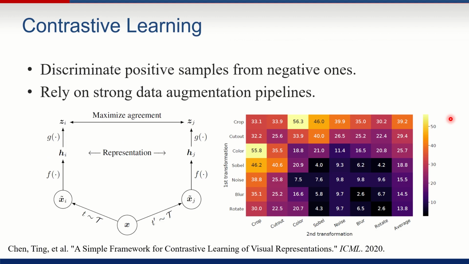As we know, currently there are 2 representative methodologies for self-supervised learning. One is contrastive learning, which learns by discriminating positive samples from negative ones. Although simple, contrastive learning relies on strong data augmentation pipelines to achieve good representation learning results.